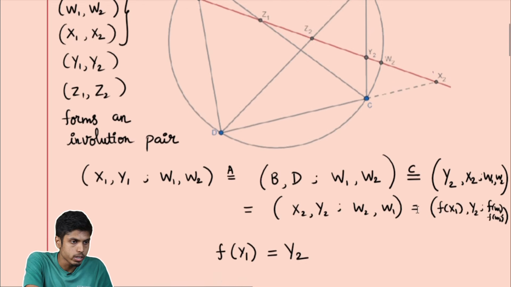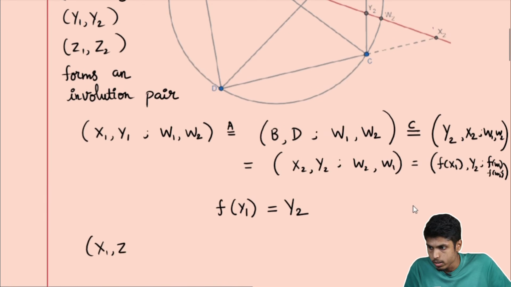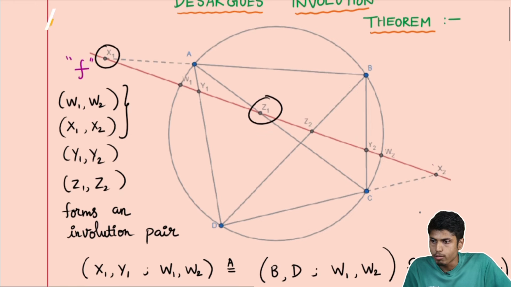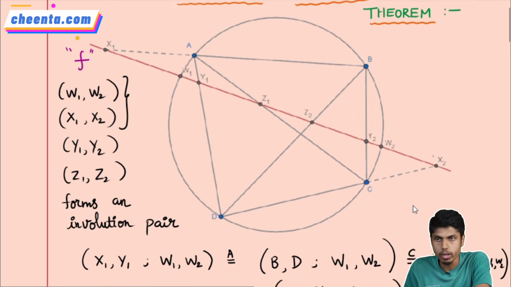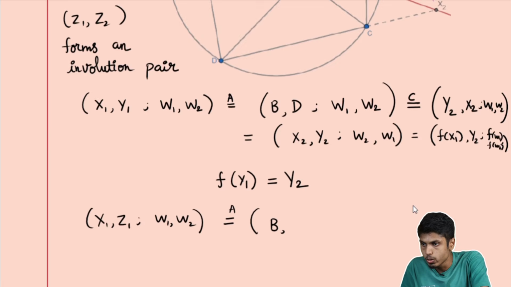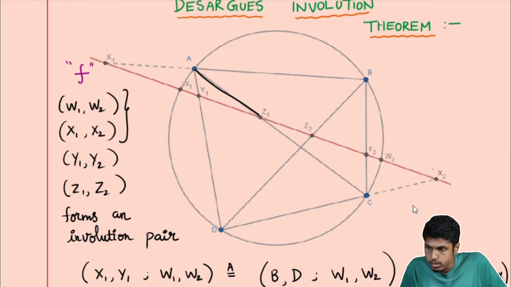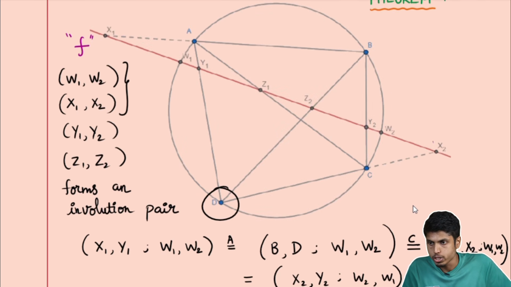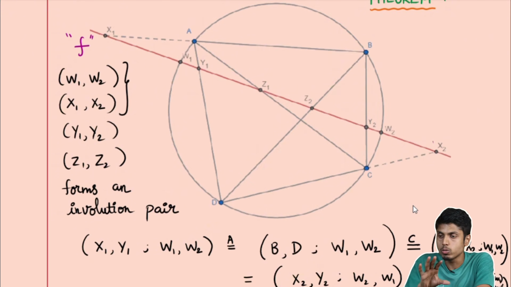Similarly, we work with (x1, z1; w1, w2) with a different point of projection. So you have x1 and z1. For the first step, we will assume A as the projection point. As earlier, x1 goes to B, whereas z1 goes to C. You can see that when projected from A, z1 maps to C. And then you have w1 and w2. Now let's take the point of projection to be D, because you have to turn B and C into some other points on the line.